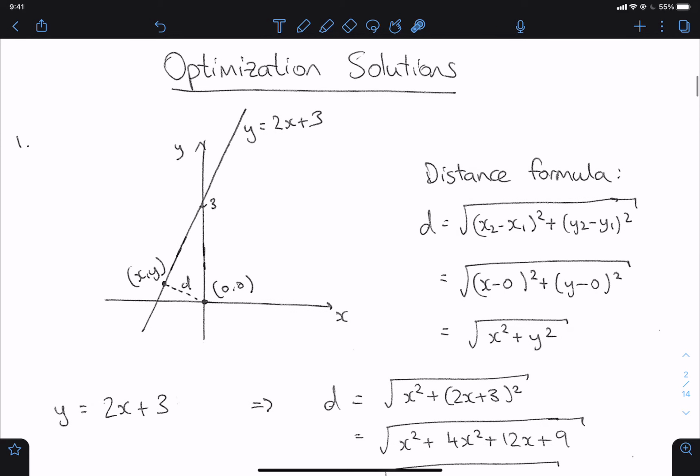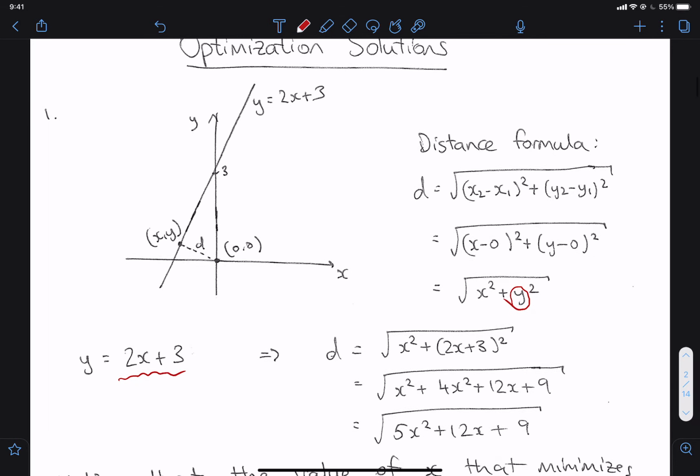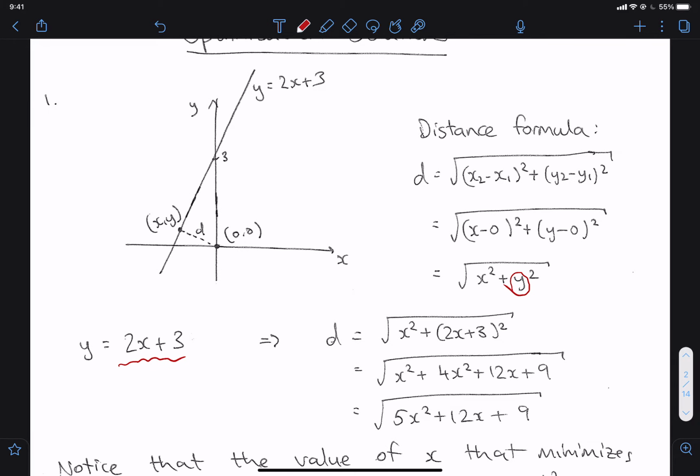So you end up with the square root of x squared plus y squared. That is the distance. It's written like that. And because we also know the relation between y and x, y is equal to 2x plus 3, I can replace this y with this expression. I plug in y here. So I now have the distance expressed in terms of only one variable, x.